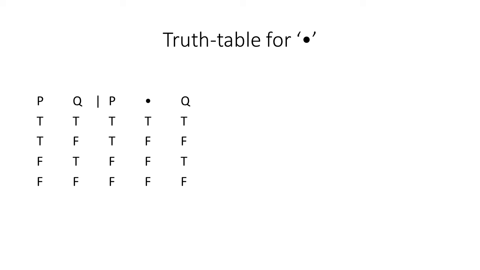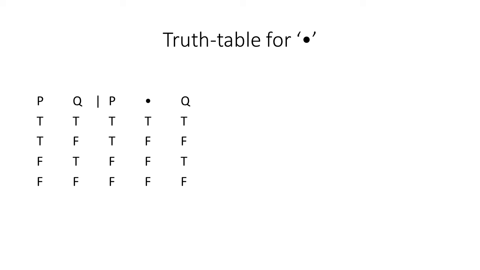Next we have the truth table for the dot, or for and. There are 4 possible combinations of what the conjuncts could be, where P is a conjunct and Q is a conjunct. They could both be true, in which case P and Q is true. P could be true and Q false, in which case P dot Q is false. P could be false and Q true, in which case P dot Q would be false. That's our third row. And finally, they could both be false, in which case P dot Q is false.